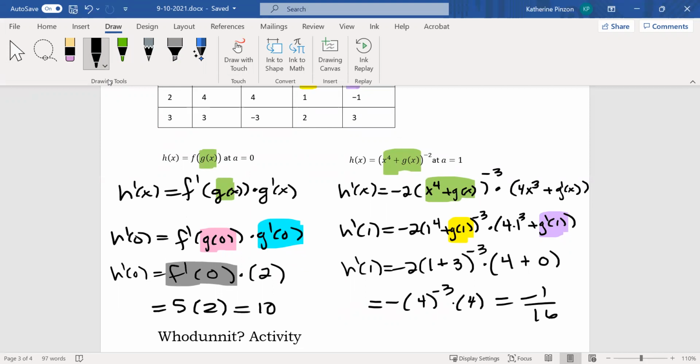What happened to the 2? I lost it. The 2. So it's -1/8. I lost the 2. I brought him back though, so it's okay.